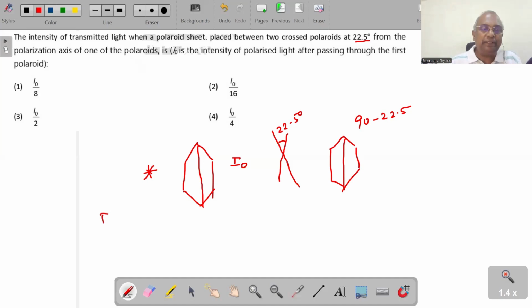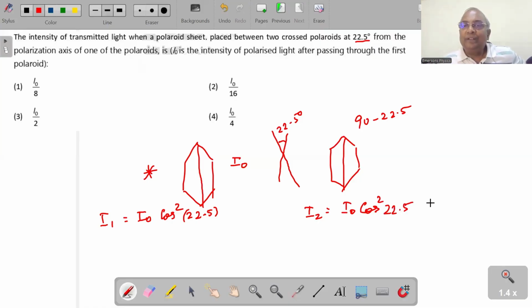First, I1 equals I naught into cos squared theta, where theta is 22.5. This is I1. Then it enters the second Polaroid, I2. The same I1 is entering, so I2 is I naught cos squared 22.5 into cos squared of 90 minus 22.5. This will be the final result.